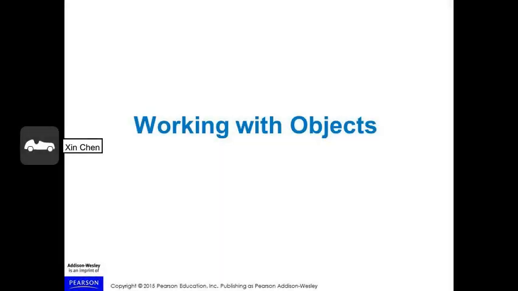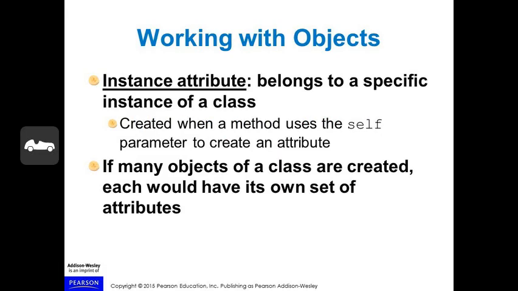Now we learn how to define classes and then to create objects from the class definition. So after we created objects from the class definition, we need to work with these objects. When a method uses the self parameter to create an attribute, the attribute belongs to the specific object that the self references. So we call these attributes instance attributes because they belong to a specific instance of the class. It is possible to create many instances of the same class in the program, and each instance will then have its own set of attributes.